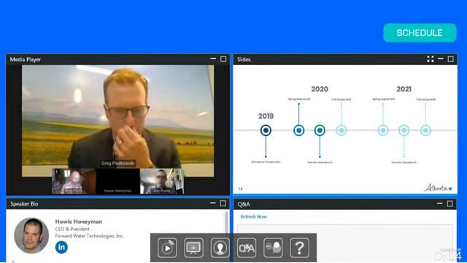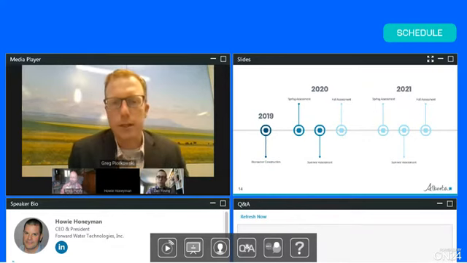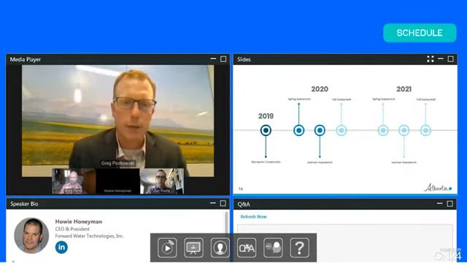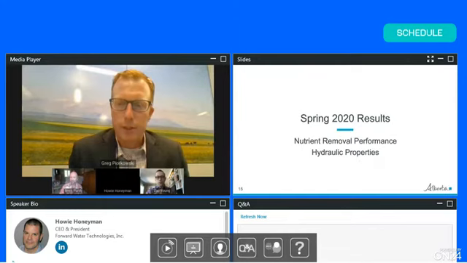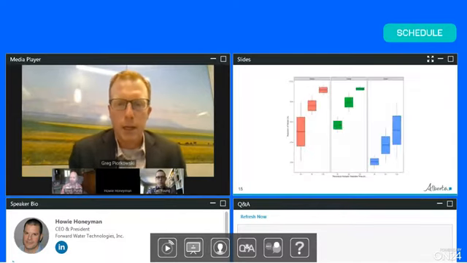How we've broken this up is into seasonal assessments. We wanted to really look at the cold versus warm weather performance of this material and the retention times. So we had a spring assessment, which is in kind of April, May. Our summer, which was just completed last week, is kind of July, August, and then in the fall, kind of post-harvest type conditions. We've very recently completed our summer, but I'm just very quickly going to go through some of our spring 2020 results, looking at nutrient removal performance and hydraulic properties.